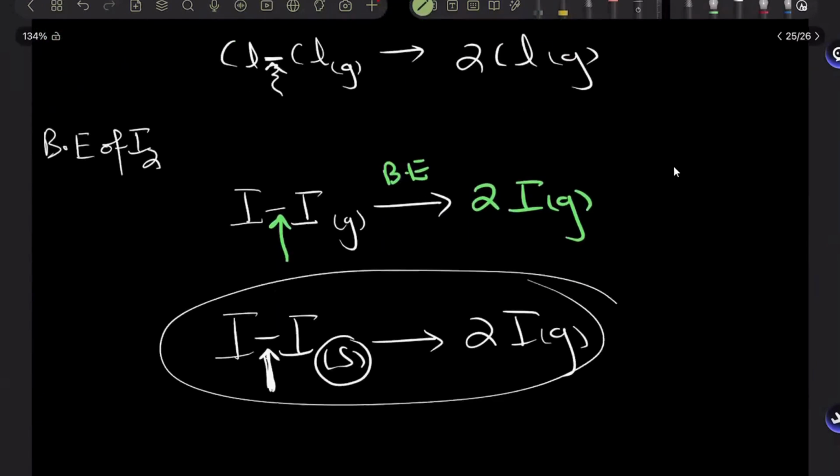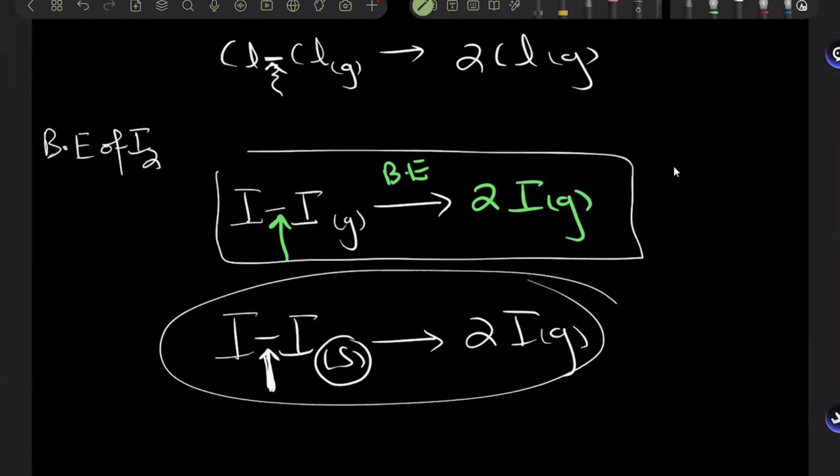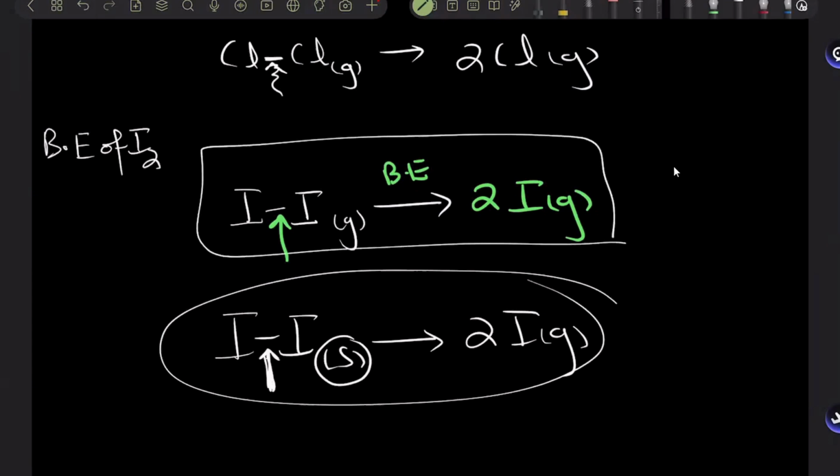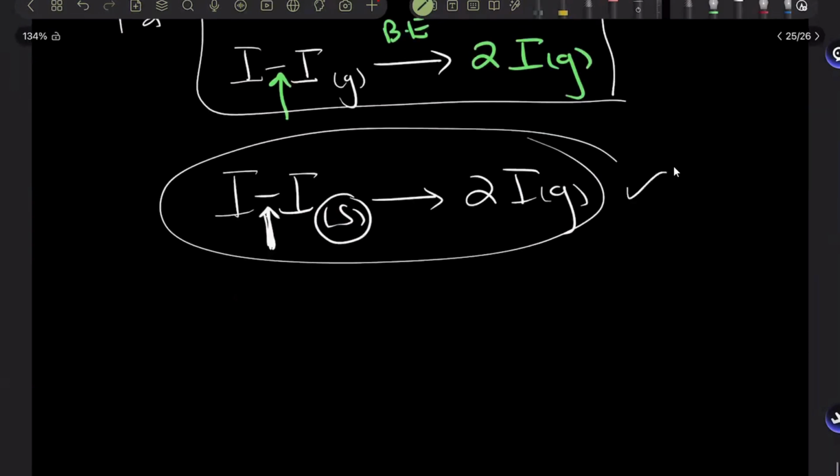This energy change does not represent bond energy because this covalent bond is initially in its solid state, not in its gaseous state. Yes, if I have iodine gaseous and I break it into gaseous isolated atoms, then this is bond energy. But the second equation does not represent bond energy, it represents some other energy change.